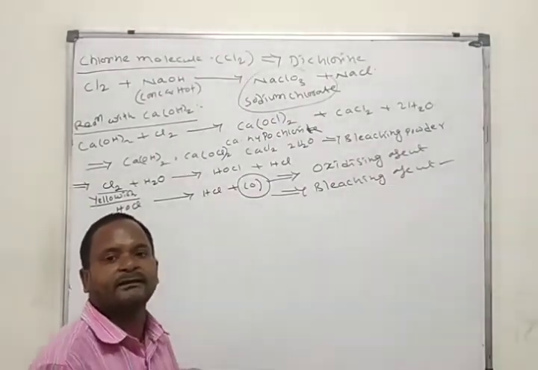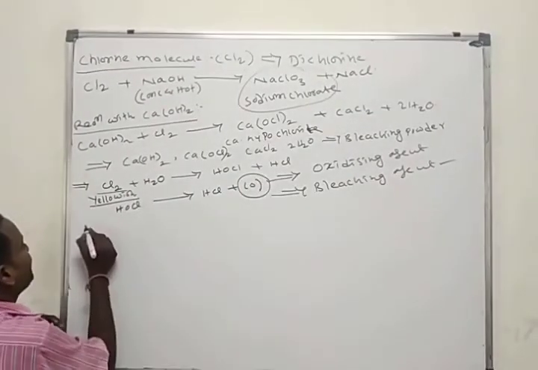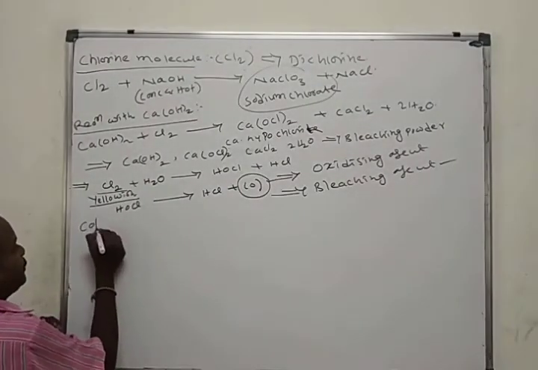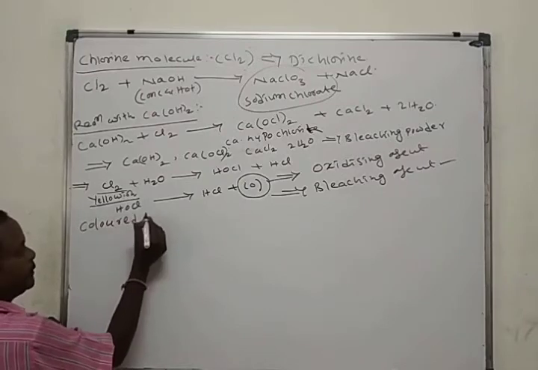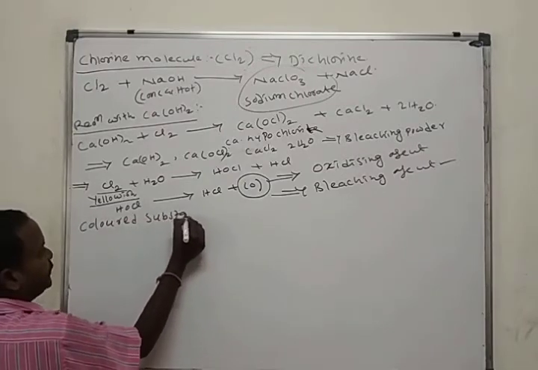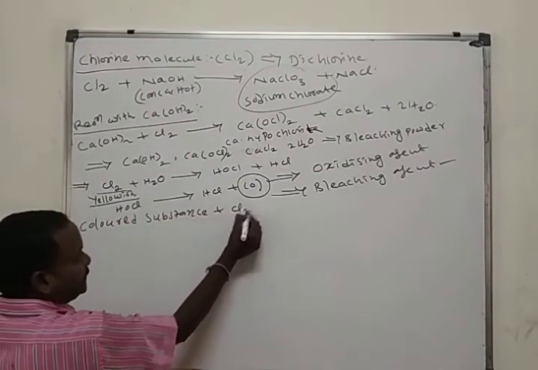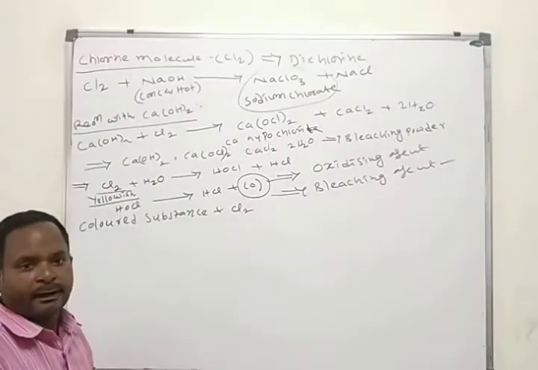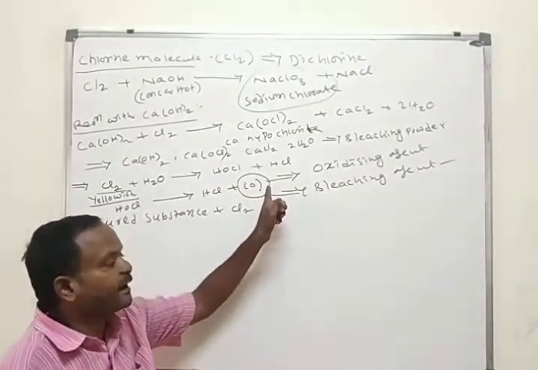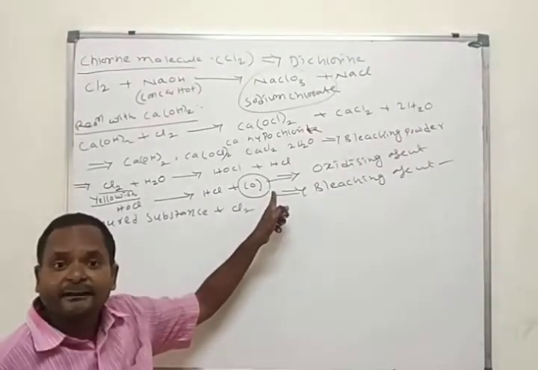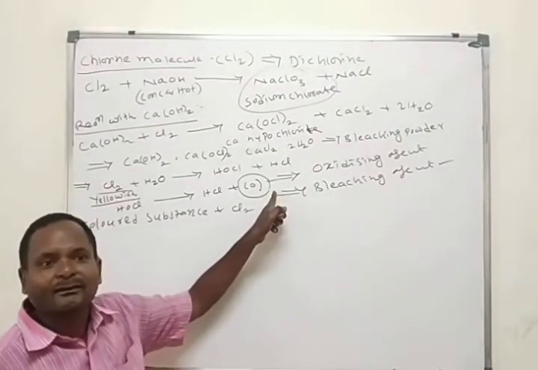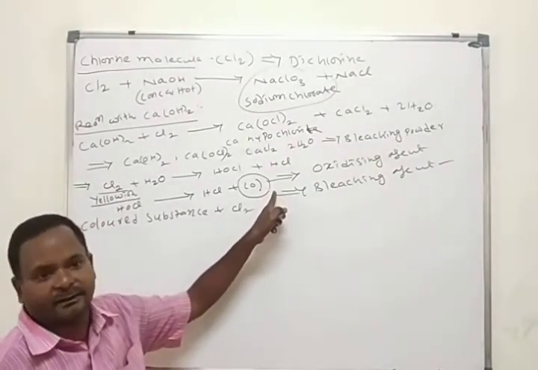That we call bleaching action. Here I am writing: colored substance reacts with chlorine due to the liberation of this nascent oxygen. What is the meaning of nascent oxygen? Newly generated oxygen we call nascent oxygen.